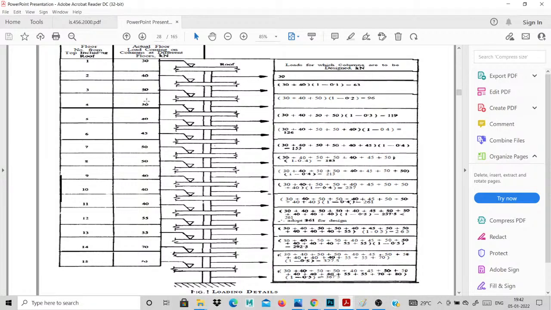Then go for the next floor, third floor, total 50 plus 40, 90, 120. I minus 20 percentage. My total load I take as 96 as per IS 875 part 2. Then more than 5 floors, you go for 40 percentage load reduction. More than 5 floors, 5, 6, 7, it will be reduced to only 50 percentage of the loads, automatically.